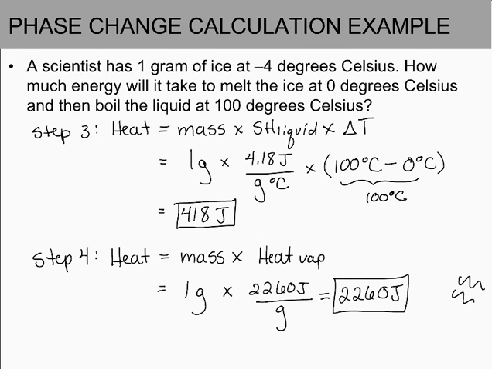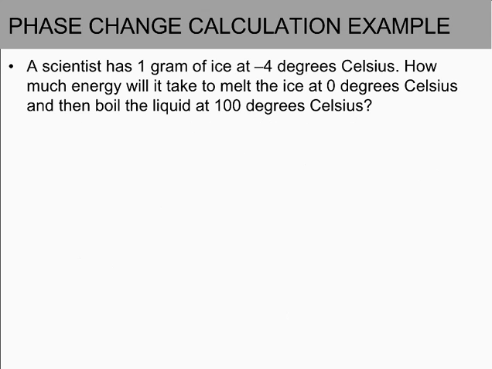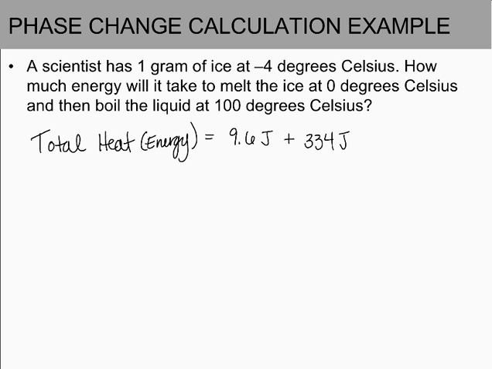All right, so now the last step, we just have to add up all of those different amounts of heat, and that will give us the total energy needed for all of these steps. Okay, so let's add together 8.4 joules plus 334 joules plus 418 joules plus 2,260 joules.